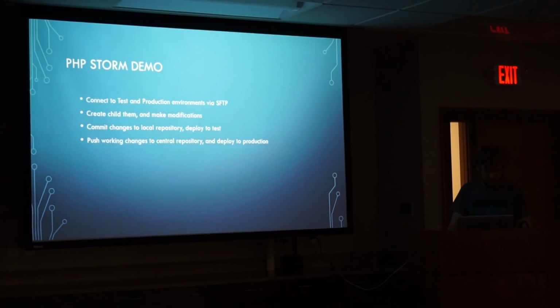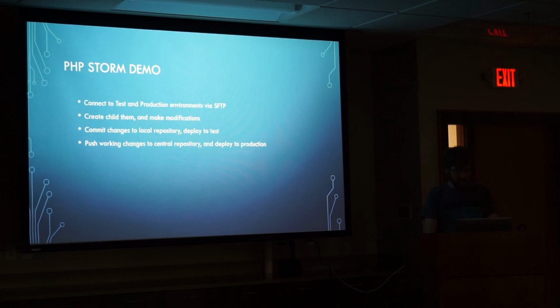So I think we'll finish here with the demo. What we'll do is we'll open up PHPStorm. We'll connect to a site. I've created two copies of a site, the test environment and a production environment. So we'll pull down a copy from production. We'll create a child theme. We'll deploy that to test, and we'll switch to that child theme.